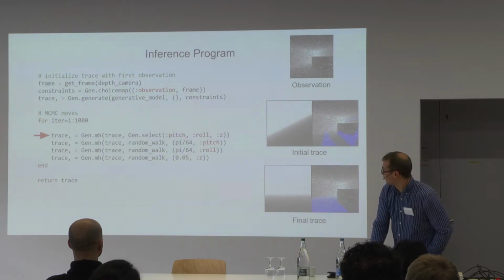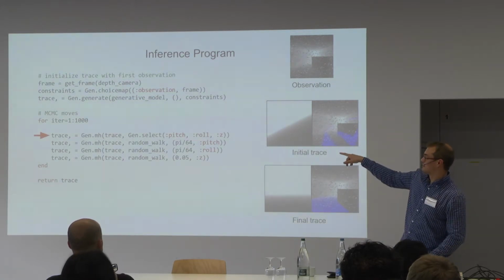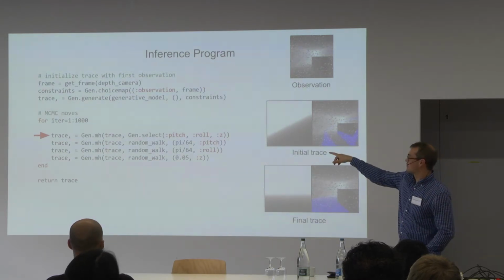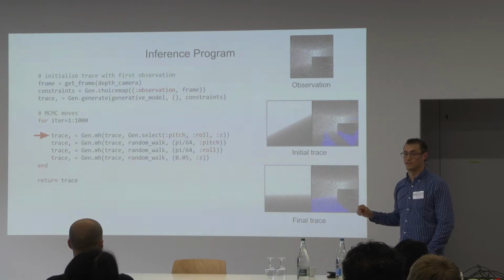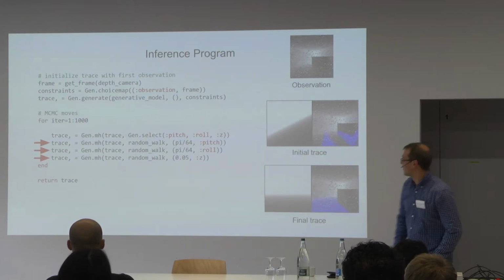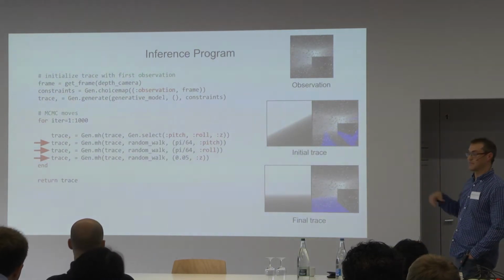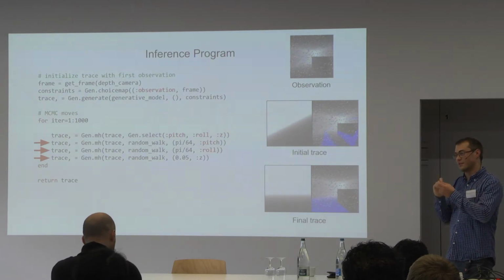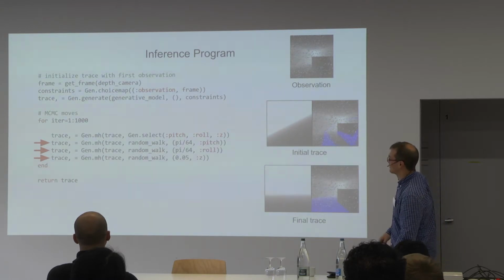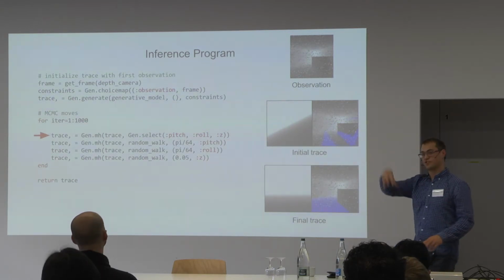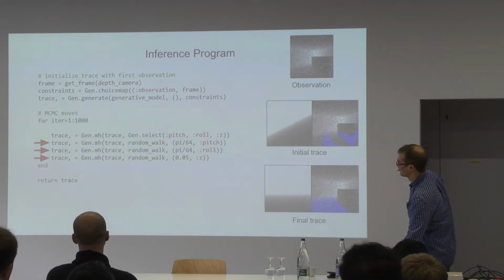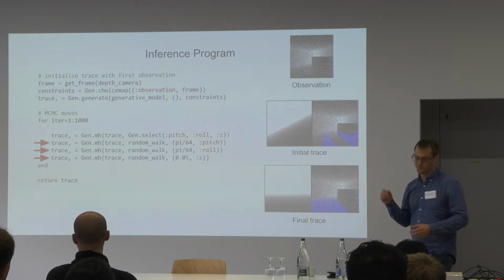And here we are basically asking Gen, this is Gen's MH operator, which stands for Metropolis-Hastings. We're asking Gen to pick new values for the pitch, roll, and z coordinate variables. And here we are asking Gen to actually do a different type of update where it only incrementally makes small adjustments to individual variables. So this move here is going to be responsible for making big jumps when we're really far away from the right answer, and these here are going to be responsible for fine-tuning the answer once we're closer.